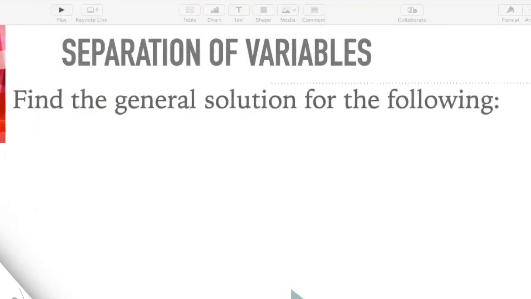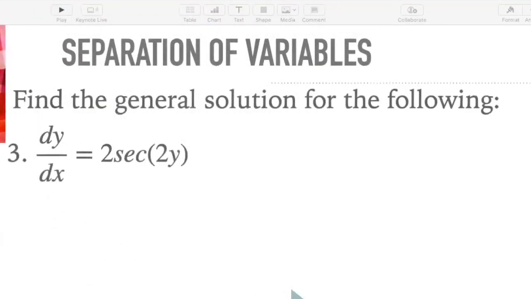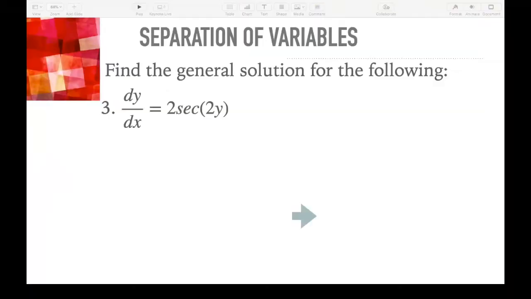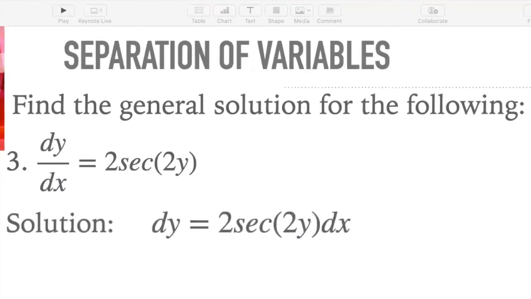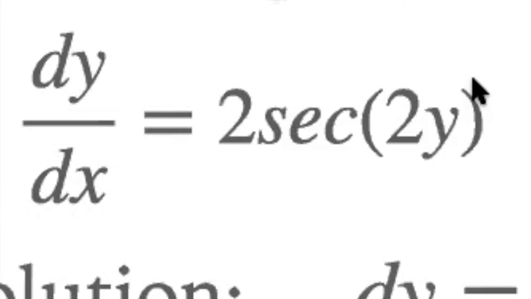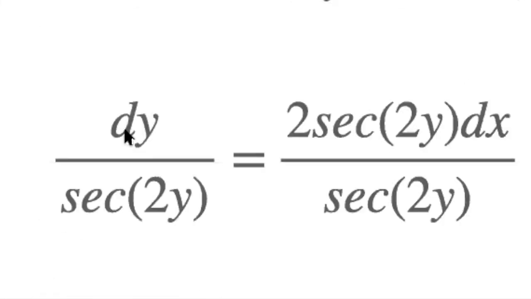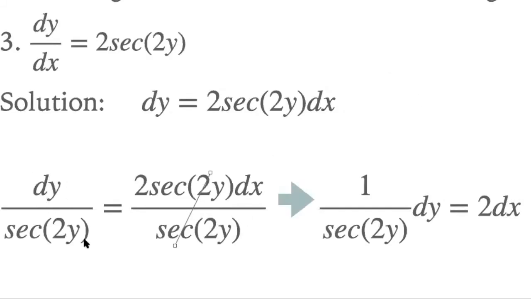Let's look at another example where we're finding the general solution for dy over dx equals 2 sec 2y. First, we carry the dx over to the right side, which is what we have here. Then we divide both sides by sec 2y. These cancel. We have dy over sec 2y, which is the same thing as 1 over sec 2y dy. And these two sec 2y cancel, so we have 2 dx.